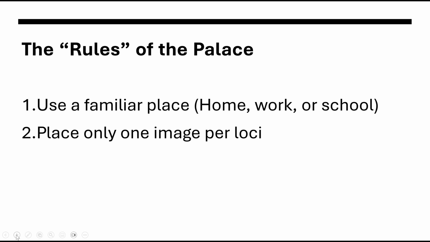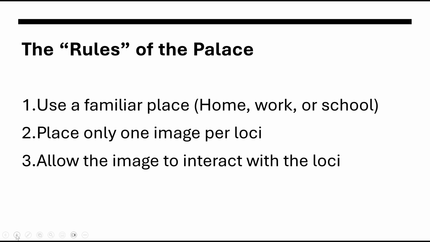Second, you place only one image per loci or locus. So in our example before, if you're using a kitchen table as the loci, now if you're going to put an image on there, you can't put an image on one end of the table and then put another image at the other end of the table, because that visual spatial separation is what's required to make that image stay in one place. You don't want to merge images together. So you pick one image per one dining table or one kitchen counter.